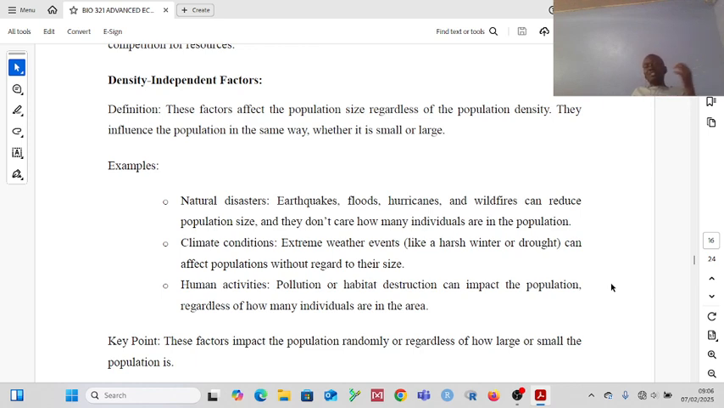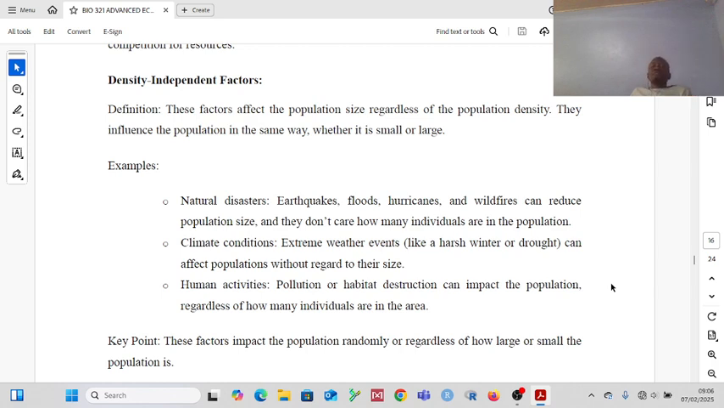The examples are natural disasters. When you'll have a fire, you'll have an earthquake, a flood, irrespective of the number of individuals that are present. Okay? You'll have extreme weather. There can be drought, irrespective of how big the population size is.